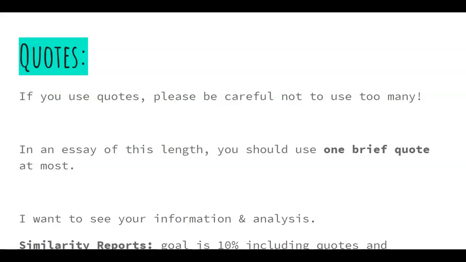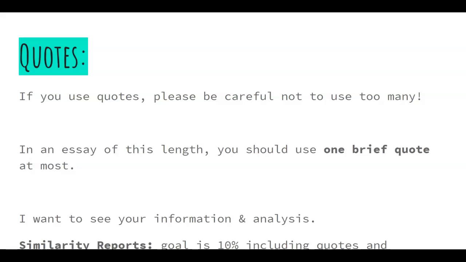An essay of this length, you should use 1 brief quote at most, because it's going to run your similarity report up, because it's a relatively brief paper. If I have a 35-page paper, I can use 2 or 3 quotes because my proportion is still going to be low. Okay, so I'll still have some wiggle room. I want to see your information and your analysis. I want to know what you think about, or what the information that you found tells you.